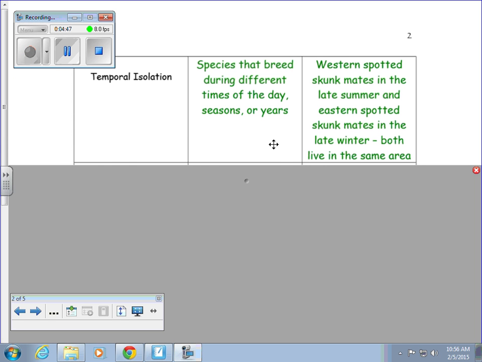Temporal isolation is when species breed at different times of the day, different seasons, or in some cases in different years. Skunks are a good example of this. We have the western spotted skunk and the eastern spotted skunk. Those two species are never going to mate because they don't mate at the same time. The western skunk is going to mate late summer, whereas the eastern skunk mates in late winter. Now they both live in the same area, so they're both in the same part of the country, have different names, but they're never going to mate because that doesn't happen at the same time.